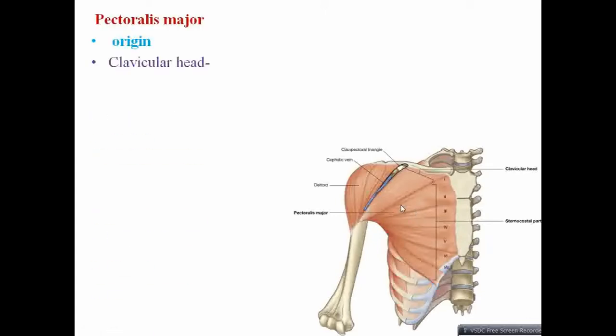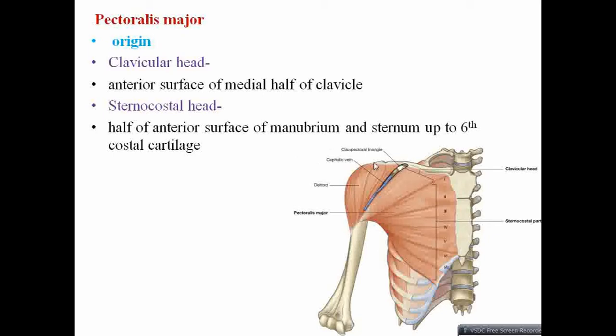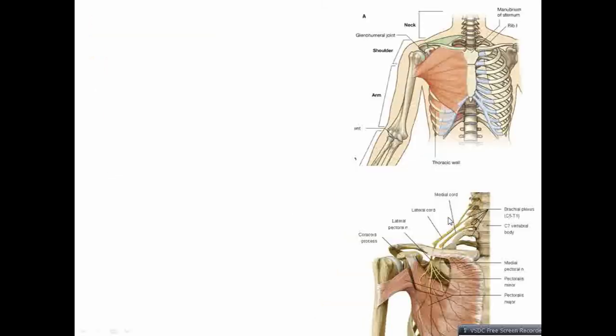Origin: clavicular head, originating from the anterior surface of the medial half of the clavicle. Sternocostal head originating from the sternum and also from the costal cartilage of the ribs: half of the anterior surface of the manubrium and up to the 6th costal cartilage, and 2nd to 6th costal cartilages. Insertion of pectoralis major: it is inserted to the humerus, to the lateral lip of the bicipital groove.